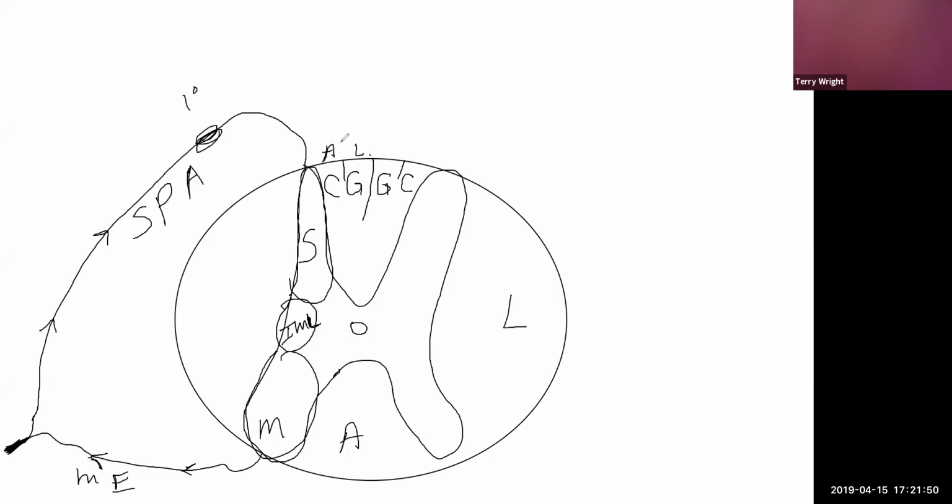I'm going to do this as arms and legs. Same thing happens down here in the motor division. Motor output is going to be legs more medial and arms more lateral. Okay, so just more somatotopic organization.